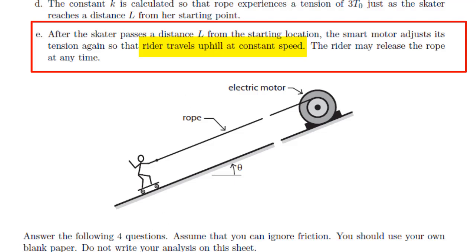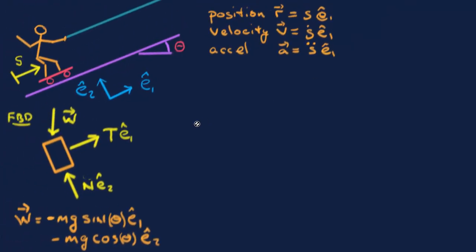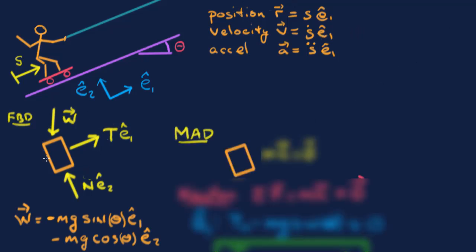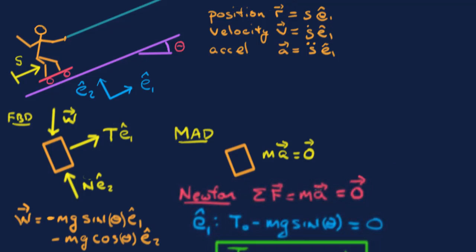Let's go back to our free body diagram. So here is our skater being pulled up the hill. The skater has all these forces acting on her. And then at time L, or just after time L, the skater is moving at constant speed, right? Constant velocity. Again, we're going to apply Newton's second law. Sum up all these forces equals mass times acceleration. But if velocity is constant, then mass times acceleration is 0, right? There is no acceleration. So all the forces should add up to 0.